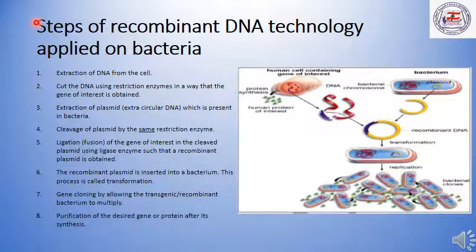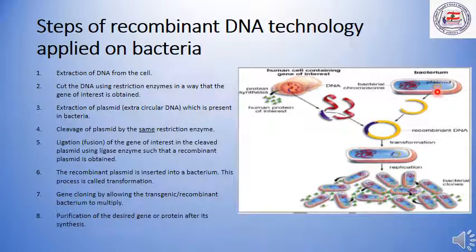What are the steps of recombinant DNA technology applied on bacteria? Step number 1, extraction of DNA from the cell. Number 2, cut the DNA using restriction enzyme in a way that the gene of interest is obtained. Restriction enzyme is an enzyme that cuts in specific locations in the DNA. Step number 3, extraction of the plasmid, which is an extrachromosomal DNA found in the bacterium.